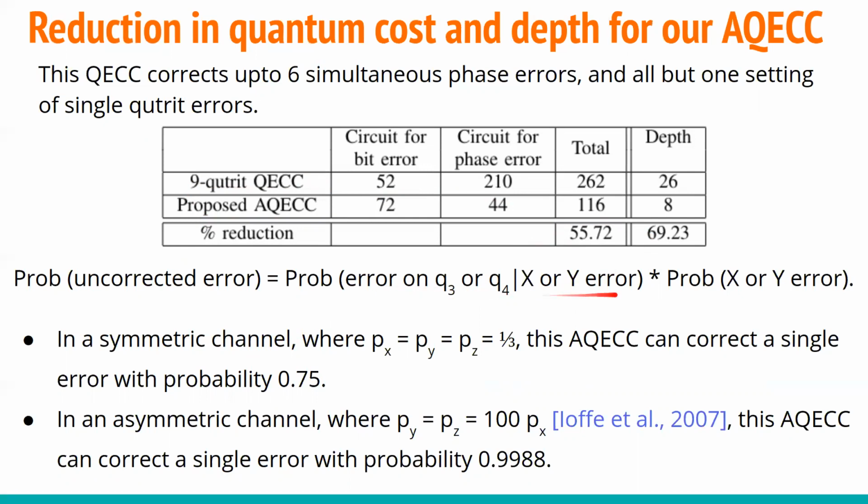And this is the way we calculate the probability. If the probabilities of the Pauli errors, sigma x, sigma y, and sigma z are the same, then we show that on average, a single error can be corrected with probability 0.75. But if we have an asymmetric error, which is much more realistic, where the probability of bit error is much lower than the probability of phase error, in such a scenario where here we have taken that the probability of bit error is 100 times lower than that of phase error, then we see that a single error can be corrected with almost certainty. So these are our two results that we wanted to share with you.